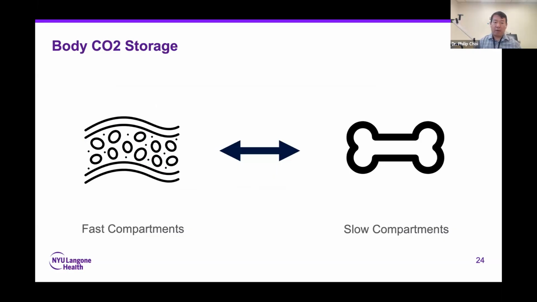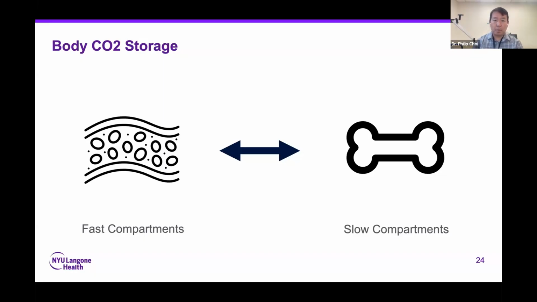So blood is considered a fast compartment where blood CO2 comes in very quickly. So if you hypoventilate, your blood CO2 can rise very quickly, but you also can get it out of the system very quickly. Whereas slow compartments like bone store CO2 as bicarbonate, and it takes a while for CO2 to get into the bone, but also takes a little bit of time to get out as well. And then there are these medium compartments as well.